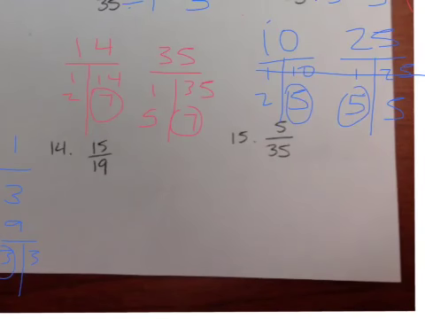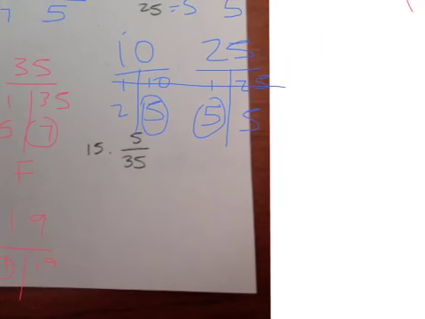15 over 19. Well, let's look. Do our factors of 15, 1 and 15, 3 and 5. Now let's look at the number 19. 1 and 19. Well, that's it. Our common factor is 1, which means that this is already in simplest form.